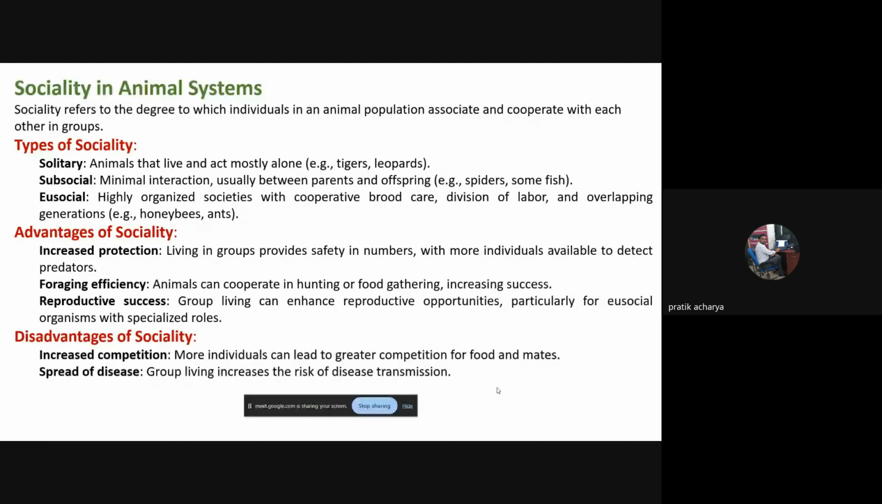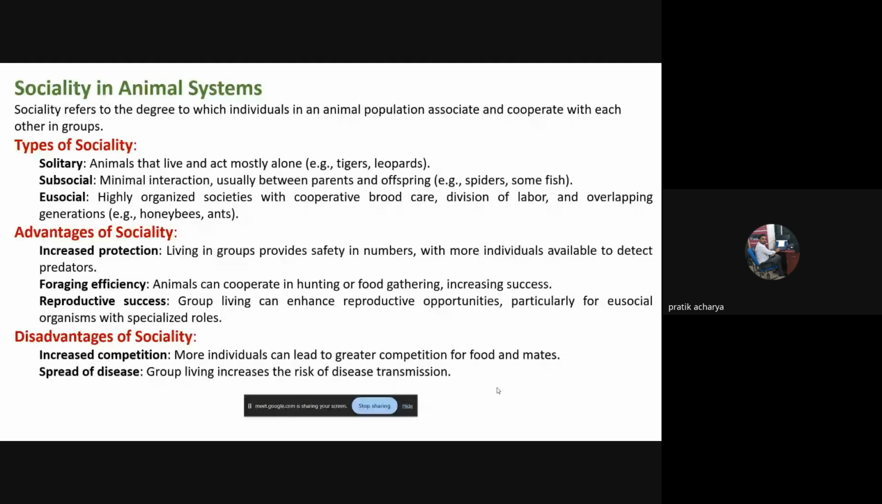Group living can enhance reproductive success opportunity, particularly for eusocial organisms. If an organism is in a group, then there is more chance of mating with more females, more chance of mating with more males. So if there is a chance of mating with more organisms, that means reproductive success is more. If an organism is solitary, then there might not be a chance of mating, because every time the organism is unable to get its partner, that means there is less reproductive success, less production of organisms. That is very important, the advantages of sociality.